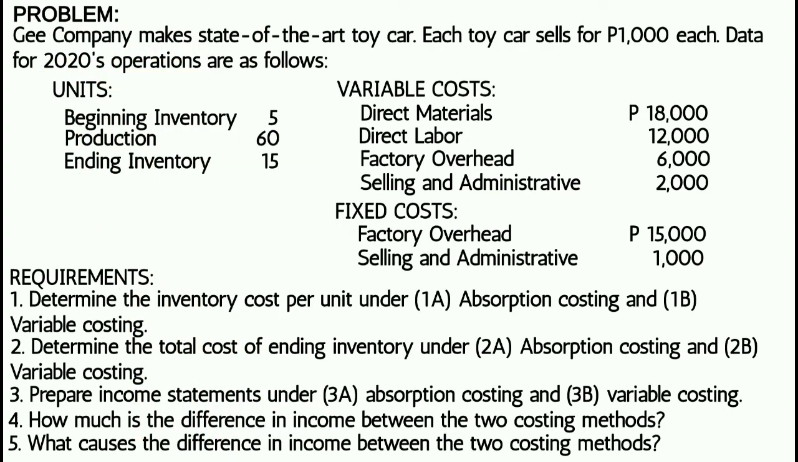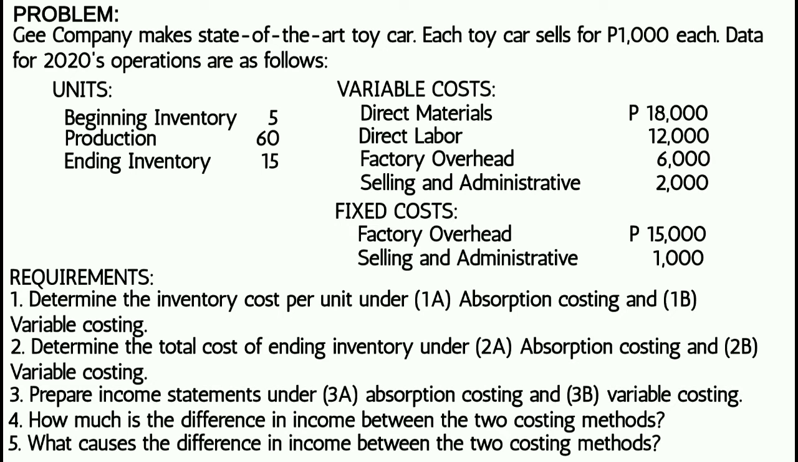Problem number 1. G Company makes state-of-the-art toy car. Each toy car sells for 1,000 pesos each. Data for 2020's operations are as follows. Units, beginning inventory, 5 units. Production, 60 units. Ending inventory, 15 units.